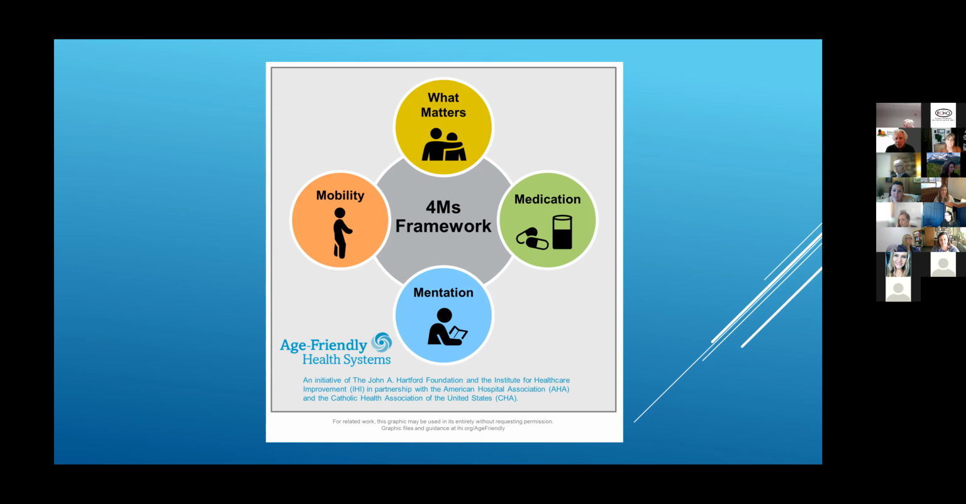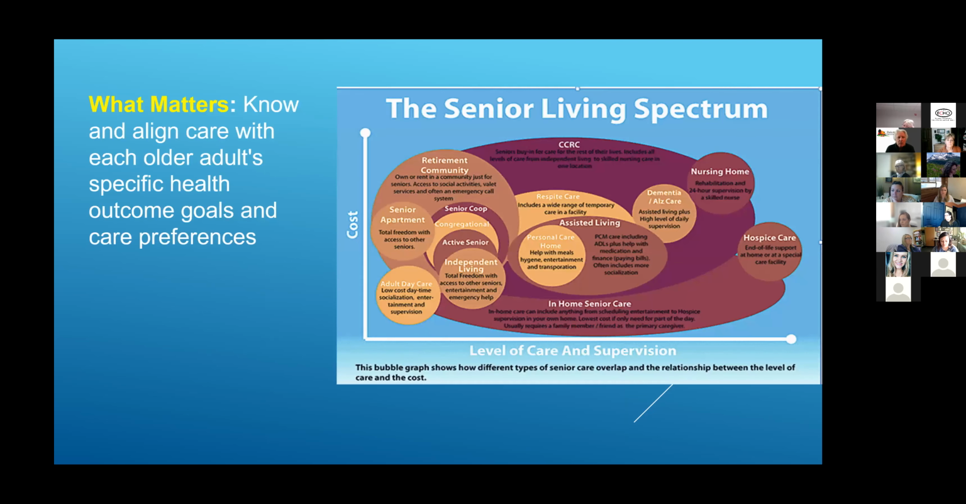However, today we're going to focus on what matters. Next slide, please. So the concept of what matters is to really know and try to align care with each older adult's specific health outcome goals and care preferences. A lot of times, I can tell you from a physician's point of view, it's always this finger wagging, you must do this, and not necessarily, do you want to do this? So it's important for us to understand those preferences that older adults have and try to align the care with that.